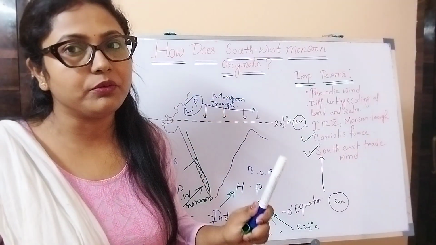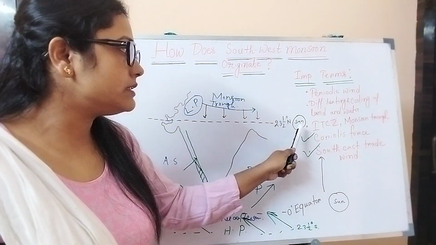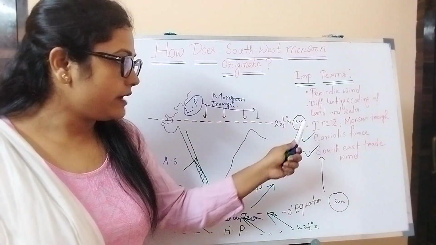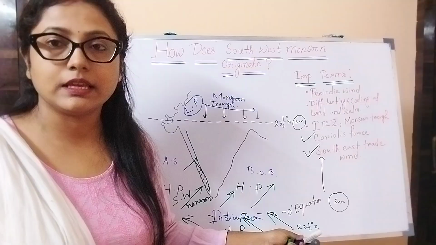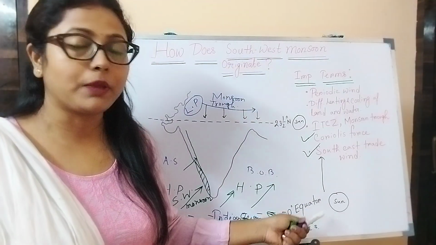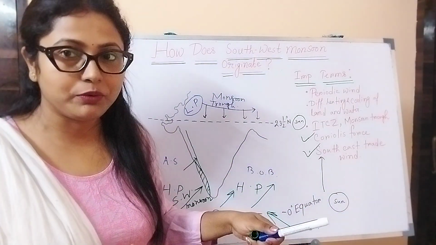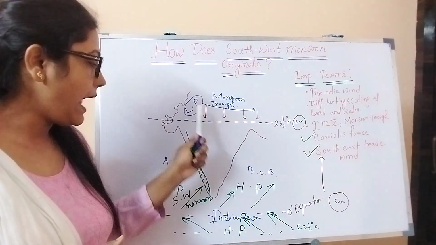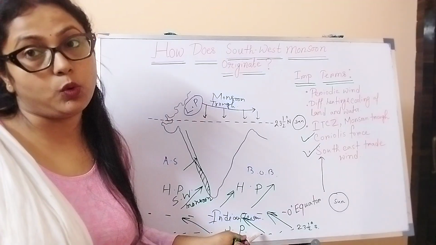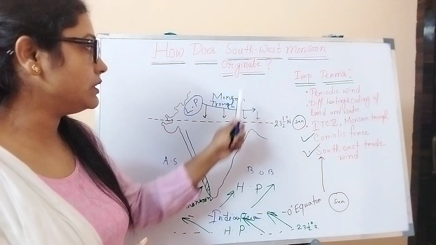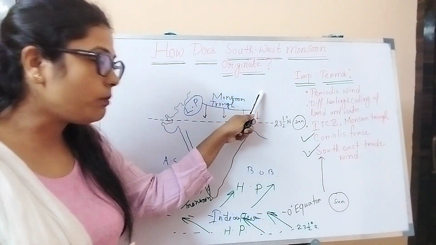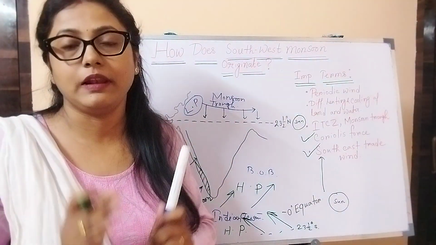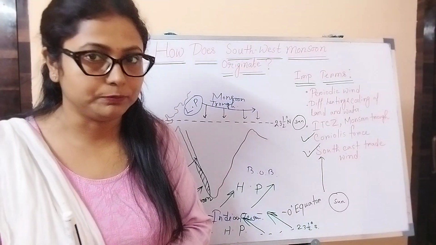But what will happen during winter? During winter, the sun changes its position. The sun moves southward and establishes itself in the southern hemisphere, on the Tropic of Capricorn. During that time, the low pressure will be replaced by high pressure, and the high pressure by low pressure. So winds will blow from land towards the sea. This is called differential heating of land and ocean water.